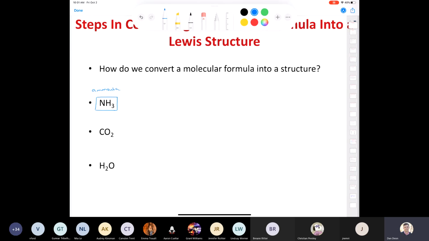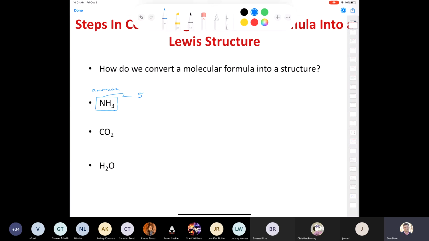If I look at my periodic table, and you're going to need one, if you don't have a periodic table with you right now, make sure you grab one. Nitrogen is in group 5A, and so nitrogen has a total of 5 valence electrons. So we're going to use those in writing out our structure.